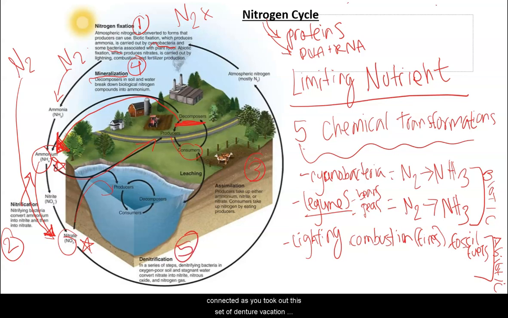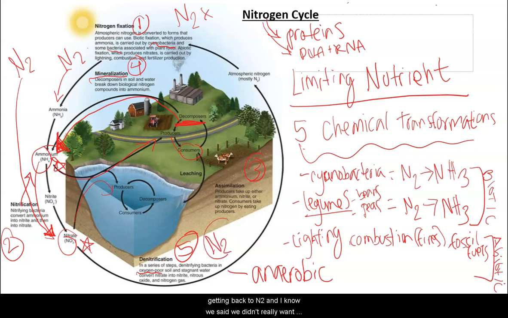entire cycle connected. If you took out this step of denitrification, you wouldn't have the rest of the complete cycle. So basically, denitrifying bacteria live in this anaerobic environment. And anaerobic just means there's not very much oxygen. It's an oxygen-poor environment. So it's like a soil with not very much oxygen or very stagnant or non-moving water. And they live there and they take nitrate from the water or the soil, and they turn it back into nitrogen gas.